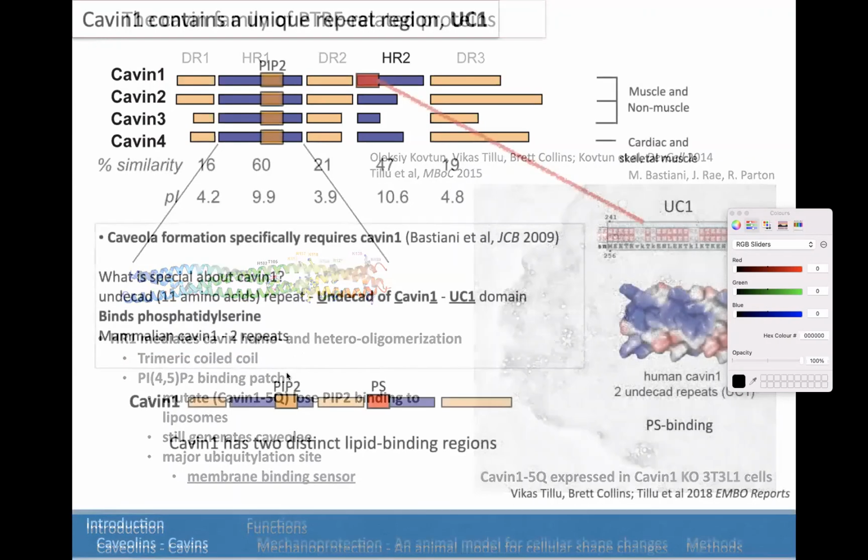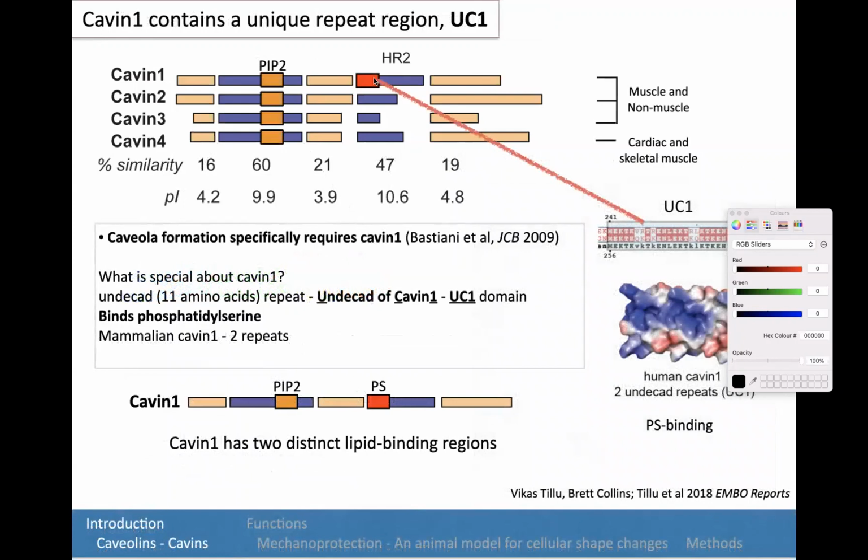The protein cavin 1 also has a unique domain. We think this is vital for forming caveolae. And that's an 11 amino acid repeat domain. So it's an undecad repeat. And we could show that that domain binds phosphatidylserine. So cavin 1 has these 2 distinct lipid binding sites.